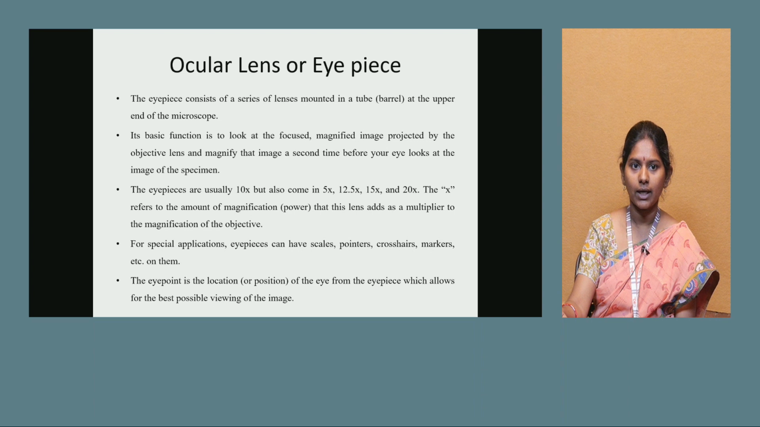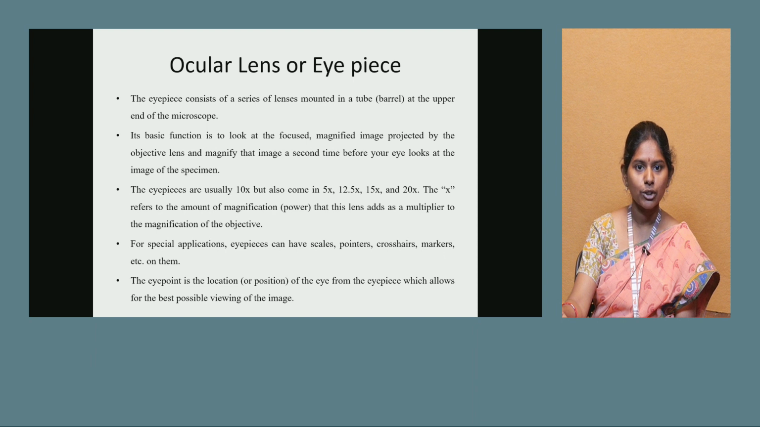Ocular lens or the eyepiece. The eyepiece consists of a series of lenses mounted in a tube at the upper end of the microscope. Its basic function is to look at the focused, magnified image projected by the objective lens and magnify that image a second time before your eye looks at the image of the specimen.